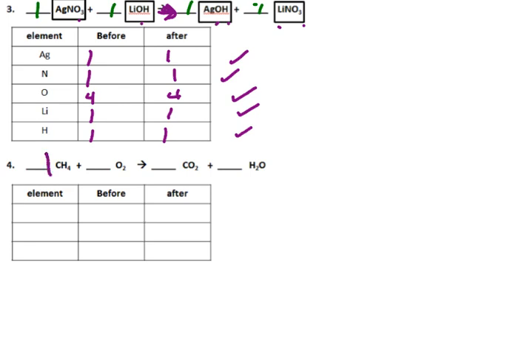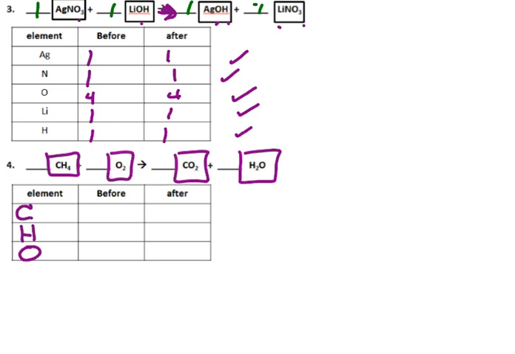Starting by drawing a square around each species so that I remind myself not to change anything inside the square. I can see that I have carbons, hydrogens, and oxygens. Before the reaction, there's 1 carbon. After the reaction, 1 carbon. Before the reaction, 4 hydrogens. After, 2. Before, 2 oxygens. After, 2 here and 1 more is 3. The carbons look good. The hydrogens and the oxygens do not.